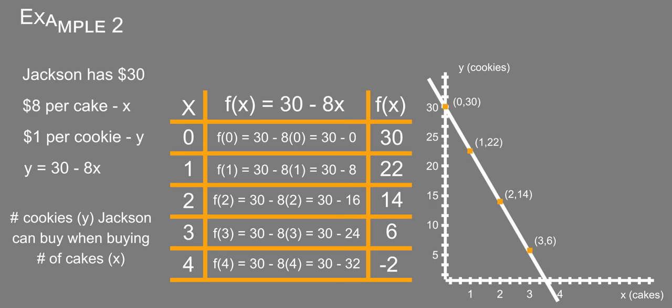So if he purchases 0 cakes, he can buy 30 cookies. 1 cake, he can buy 22 cookies. 2 cakes, he can buy 14 cookies. 3 cakes, he can buy 6 cookies. And then he can't purchase 4 cakes because that's more than the $30 he has. 4 times 8, as we showed in our table, is 32. So at most he can purchase 3 cakes, which will give him enough money for 6 cookies.